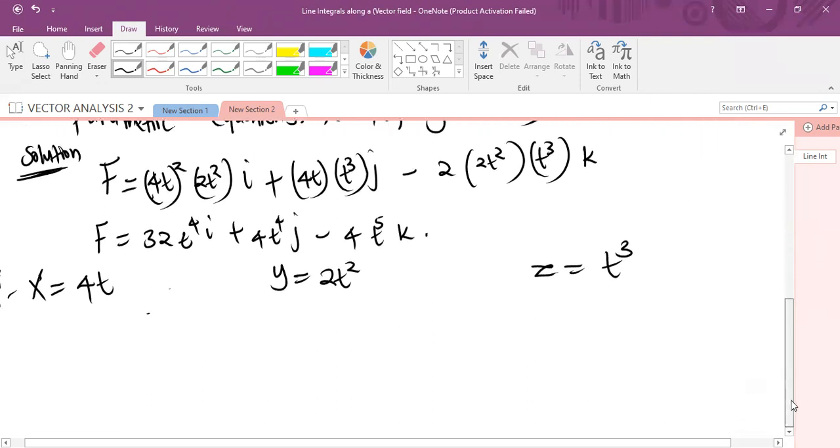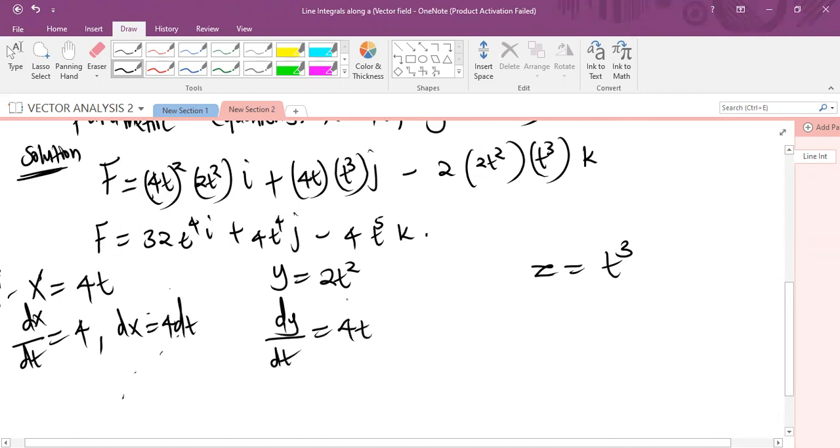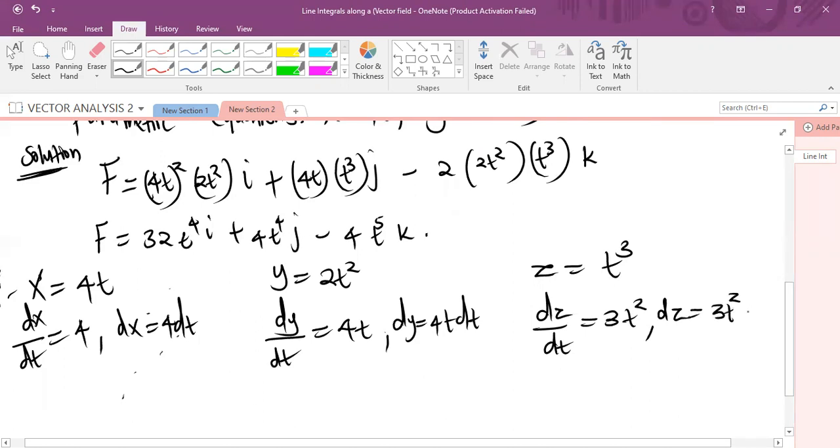So in getting dx, dy, dz in terms of our new variable, what is dx/dt? Differentiating this, we have 4, so dx is obviously 4 dt. What is dy/dt? dy/dt is 4t, so basically dy is equal to 4t dt. And what is dz/dt? dz/dt is 3t squared, so dz is basically equal to 3t squared dt. So we have our dx, dy, dz with respect to this new variable. Then finally, our limits. Our limits are given in terms of x, y, z. We need to change them to t.